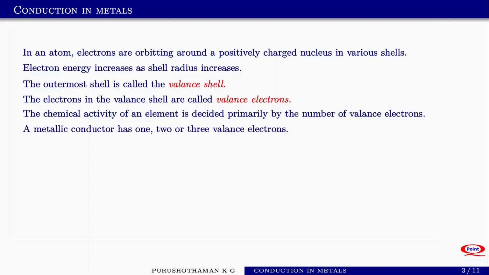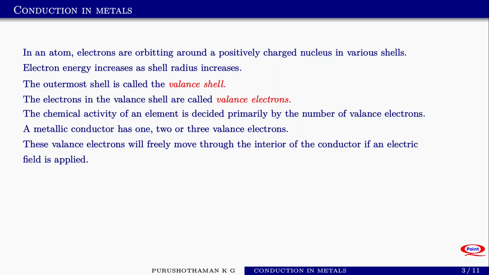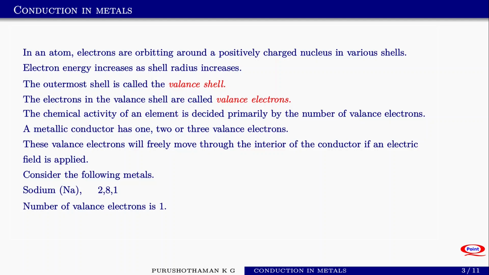A metallic conductor has 1, 2, or 3 valence electrons. These valence electrons will freely move through the interior of the conductor if an electric field is applied. Consider first a monovalent metal, sodium, which has only 1 electron in the outermost shell. So in a chemical reaction, sodium will try to relinquish 1 electron to obtain a stable configuration. That is why the sodium atom is highly reactive. The atomic structure is 2, 8, 1 and the number of valence electrons is 1.